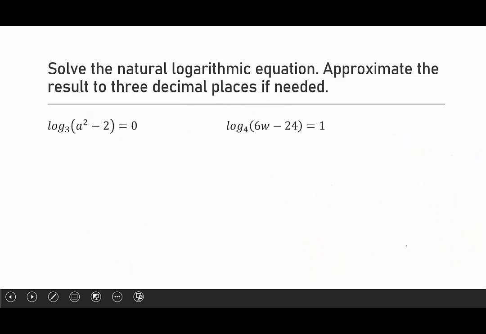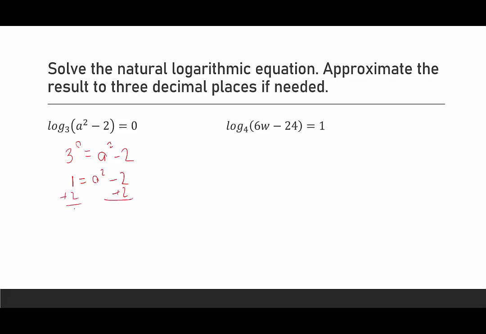Two more examples here. This one's good to go. We're ready to put it straight into exponential form. That would be 3 to the 0 equals a squared minus 2. 3 to the 0 is 1, so we get 1 equals a squared minus 2. From here, it's a quadratic. It's up to you in this case because there's no middle term. So maybe you want to add 2 to both sides.